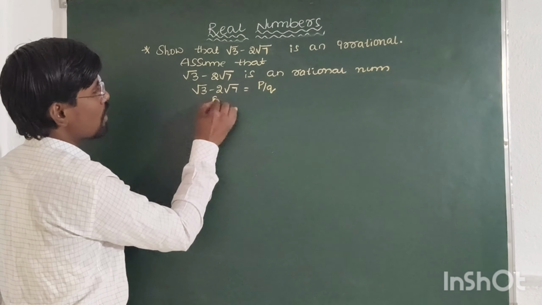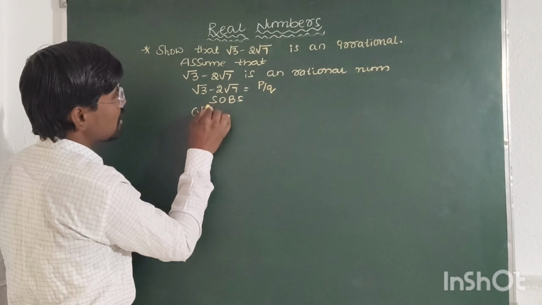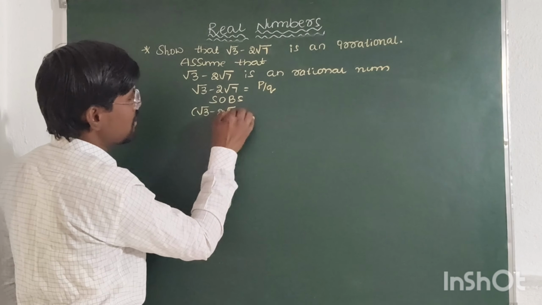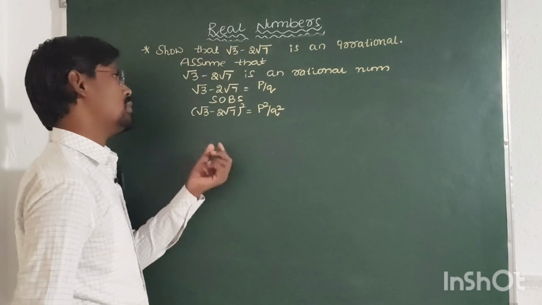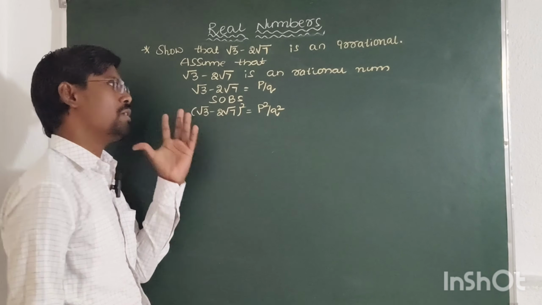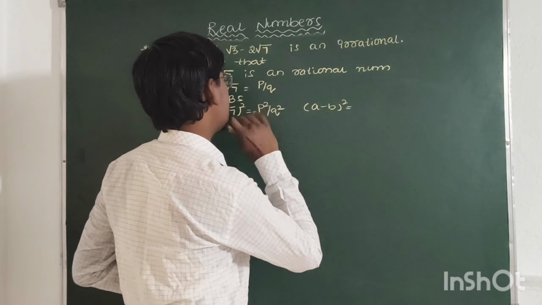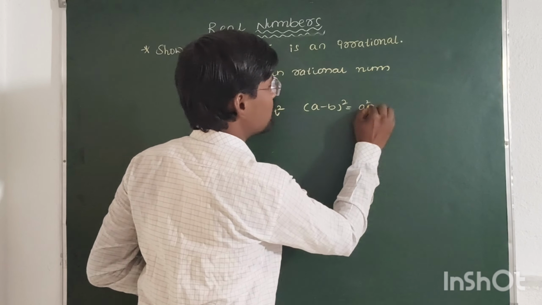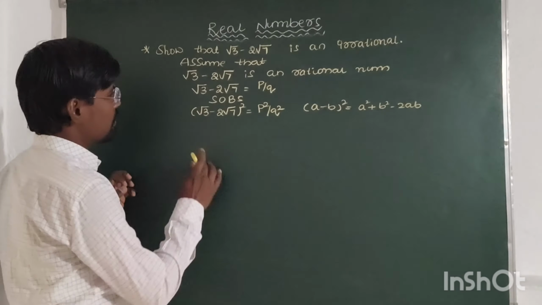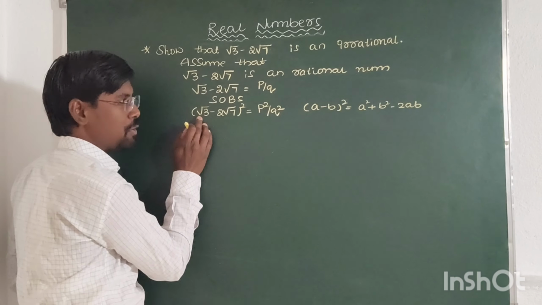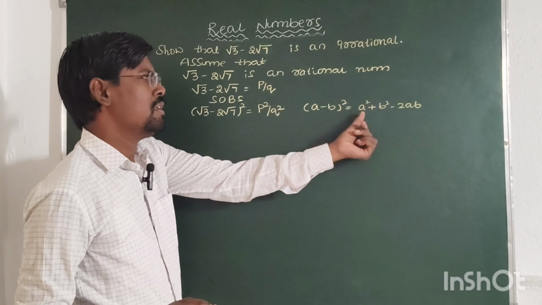Now we have to apply squaring on both sides. Then it becomes root 3 minus 2 root 7 whole square is equal to p square by q square. Now if you observe, the LHS is in the form of a minus b whole square. What is the expansion of a minus b whole square? It is a square plus b square minus 2ab. Here, instead of a we have root 3, and instead of b we have 2 root 7.